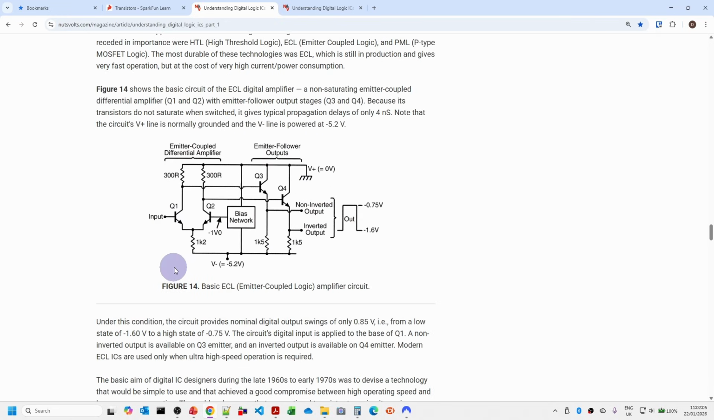Another form of logic, which is used more on mainframe computers, is emitter-coupled logic. It's a little different in that it works with a lot of negative voltages and things, and certainly the mainframe computers and Cray computers, supercomputers, used to use emitter-coupled logic. I'm not sure if they still do.